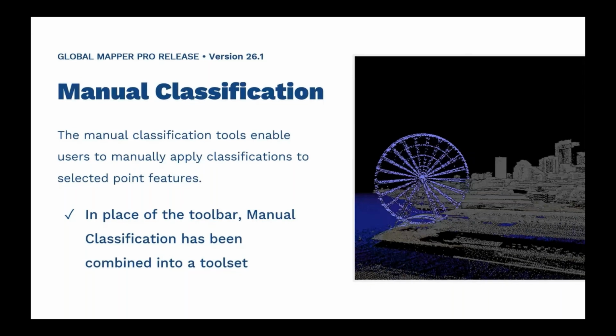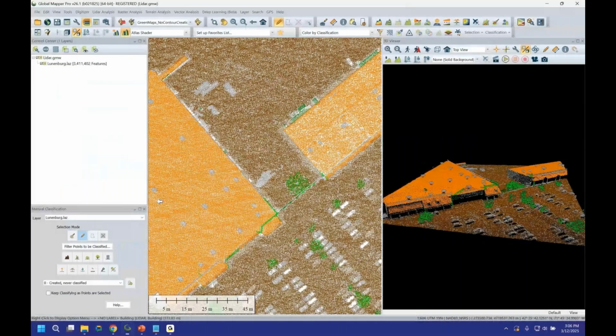So with that little intro, I'm going to flip over to a Global Mapper workspace that I have open here. I've just got a small tile of point cloud data open, a couple of big buildings and a parking lot. We're seeing that in 2D and the 3D view. And docked below my control center is our manual classification tool set. This is opened from the main Lidar toolbar.